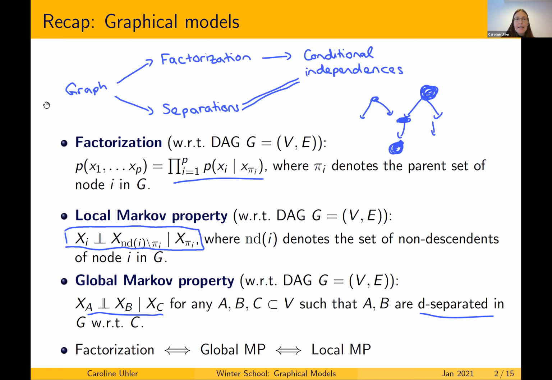So this picture here, in fact, really holds. Factorization is equivalent to the global Markov property, which is again equivalent to the local Markov property. So everything here is really nice. We didn't finish going through the same picture in the undirected setting.